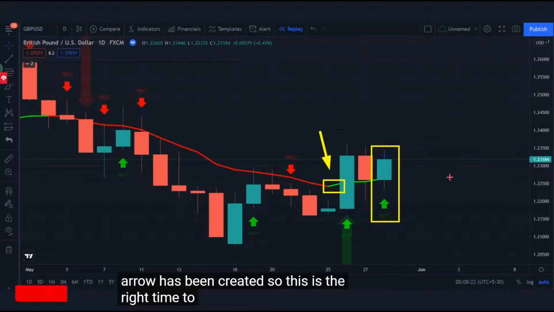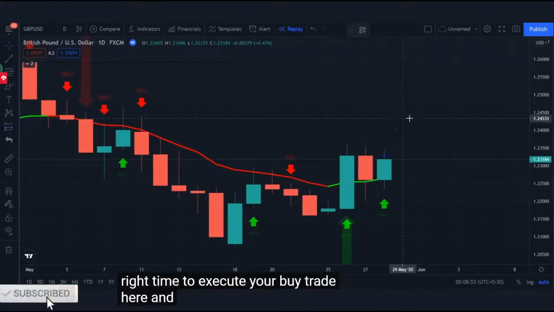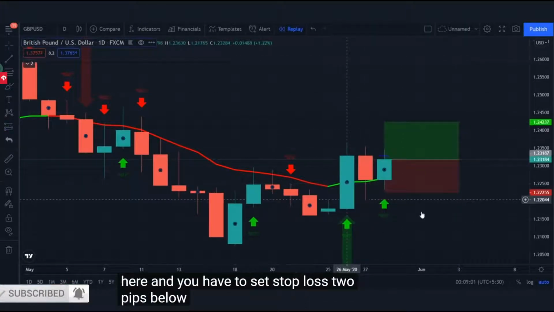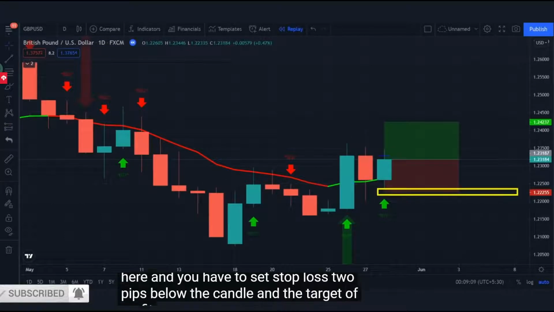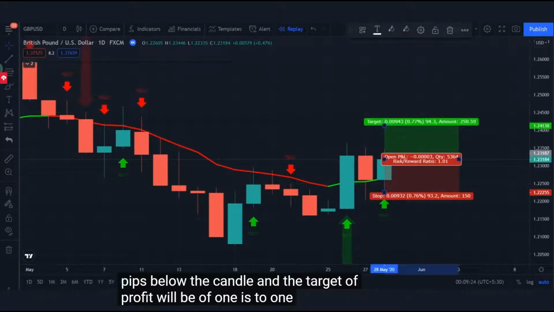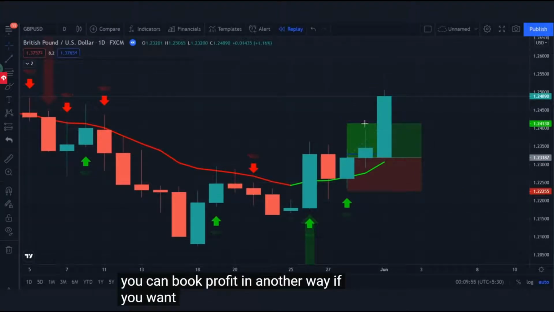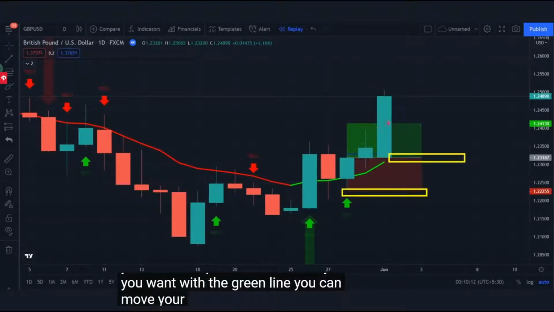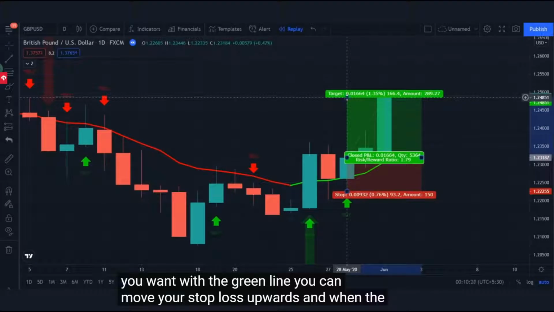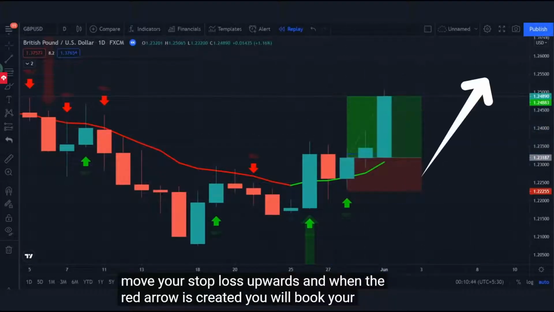So this is the right time to execute your buy trade here. You have to set the stop loss 2 pips below the candle, and the profit target will be 1:1. Our profit target has been hit, and you can book profit in another way if you want. With the green line, you can move your stop loss upwards. And when the red arrow is created, you will book your profit.